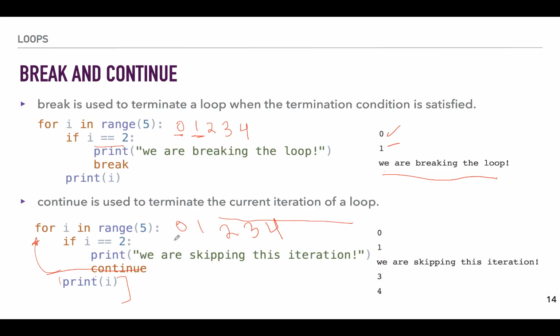So when I is 0, the condition is going to be false. We only print 0. When I is 1, we print 1. When the condition is true, 2 equals 2, we print the statement. We are skipping this iteration, and then I becomes 3 next time, and we get 3 and 4 respectively.